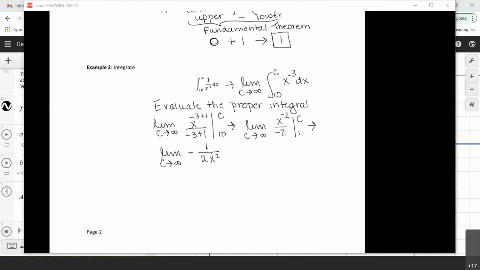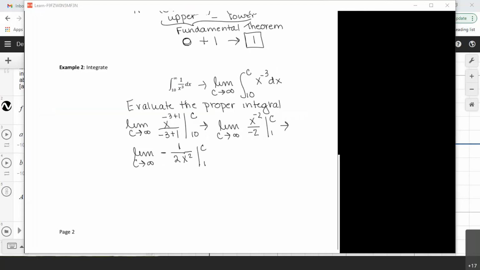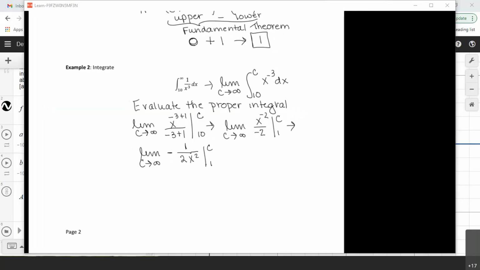Okay, everybody all right with the algebra? Again, -2 in the exponent flips the x squared below the fraction bar, leaving a 1 up here. And the negative sign just came out in front. All right, so now I'm going to use the fundamental theorem.